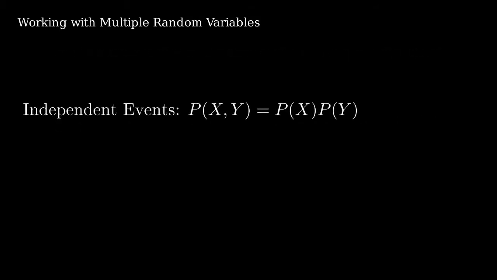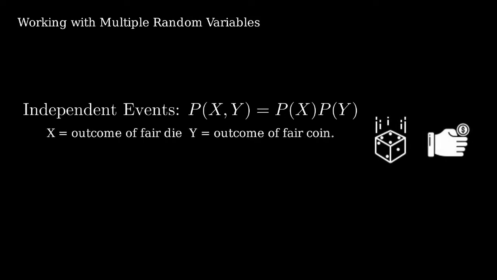There are also cases where events have no influence on each other's outcomes and are said to be independent. In this case, the joint probability equals the product of the probabilities of the independent events. An example of two events with independent outcomes are rolling a fair die and flipping a fair coin.